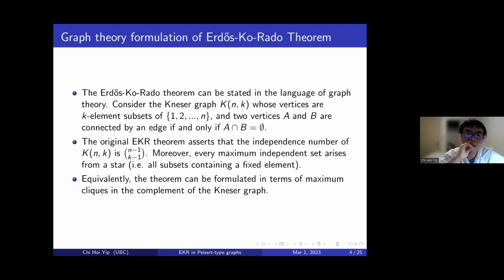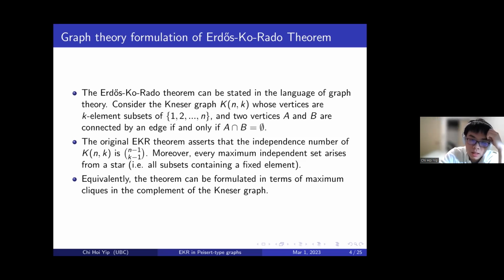There is also a graph theory formulation for the Erdős–Ko–Rado theorem. I guess the introduction of graph theory in this context makes it available for us to use tools from, for example, algebraic graph theory to study that. So that's a nice formulation.